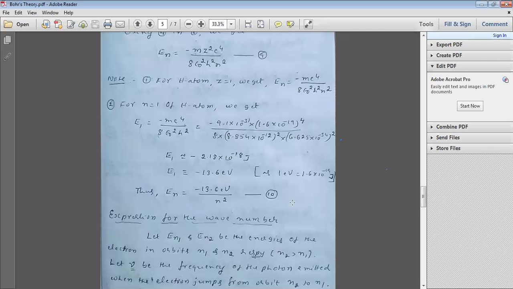So that you can write equation 10. Equation 10 is En is equal to minus 13.6 electron volt divided by n square. So for any orbit in the hydrogen atom whose principal quantum number is n, the energy is given by En equal to minus 13.6 electron volt divided by n square, equation 10. Please remember, this equation 10 is applicable only for the hydrogen atom, not for any other atom.